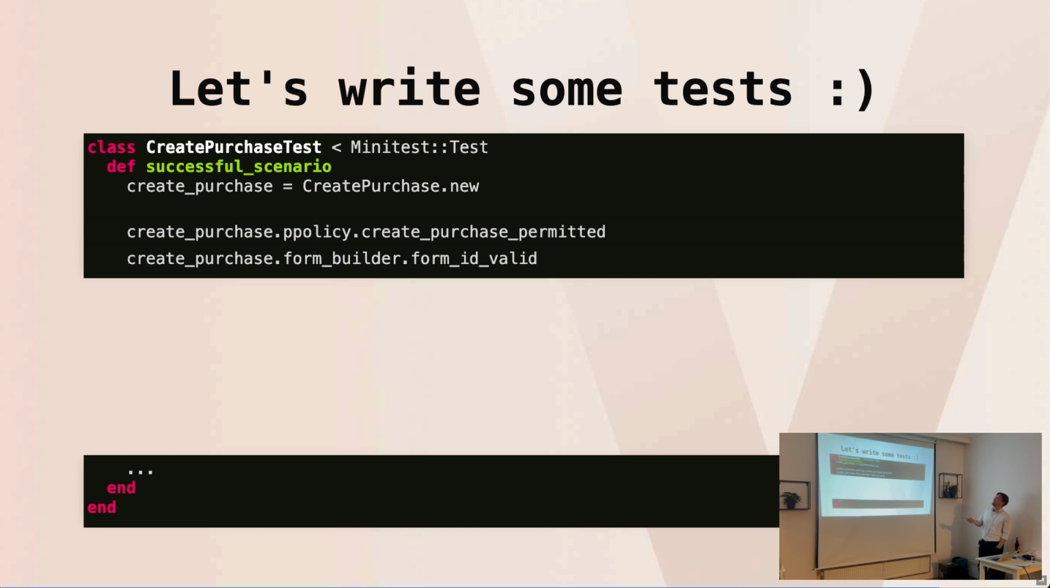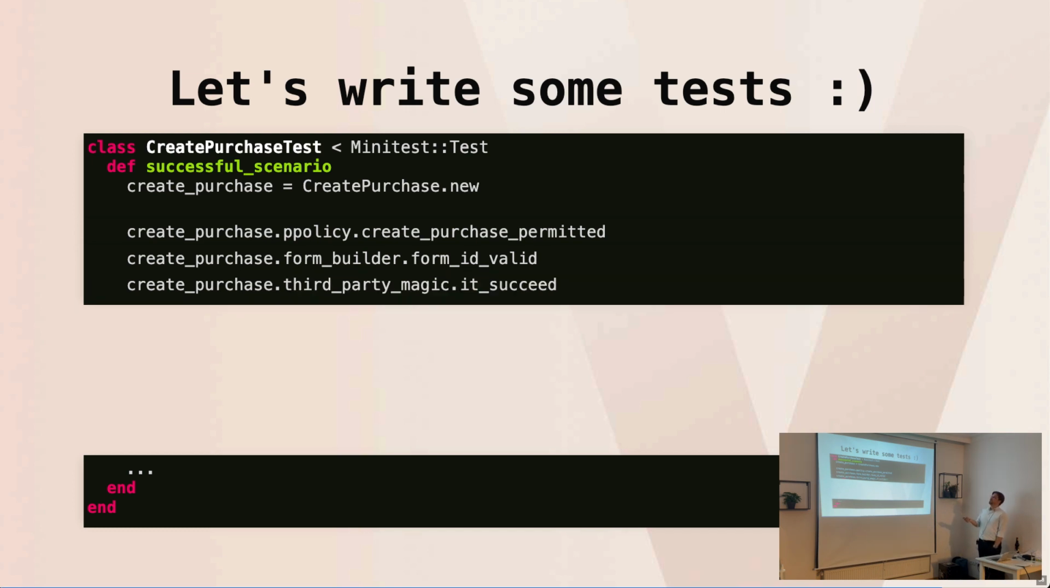So, in general, the substitute policy has a method, create purchase permitted, which means that we configure our policy to permit any actions on that. Also, we have another substitute which builds validation forms, and we said that the next one will be valid. So it will create a form which will say that all data are valid. And of course, we have third-party magic, and we configure it to be successful next time. So we have a successful scenario.